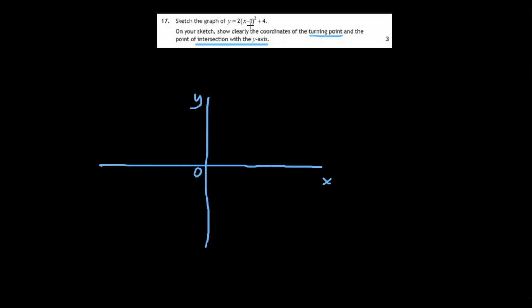And we know that the turning point is just (1, 4), because the x-coordinate is always the opposite of the number inside the brackets. So it would be (1, 4). You just keep this 4 the same, so it would be positive 4. So that would be over here somewhere. That's the turning point. And then it would just look something like this.